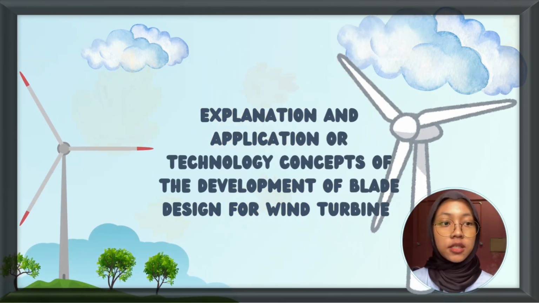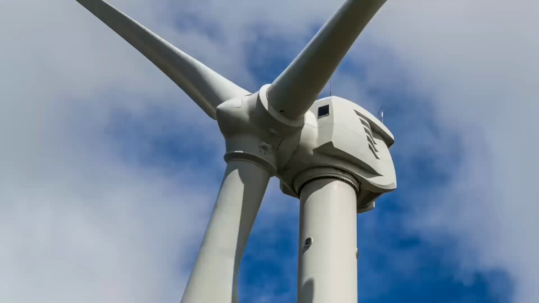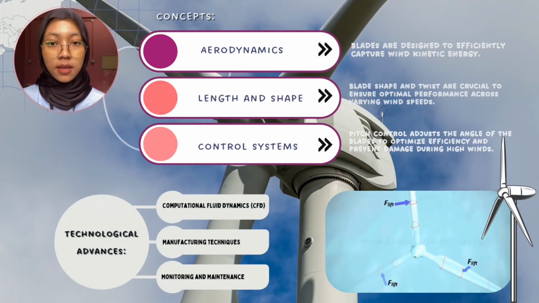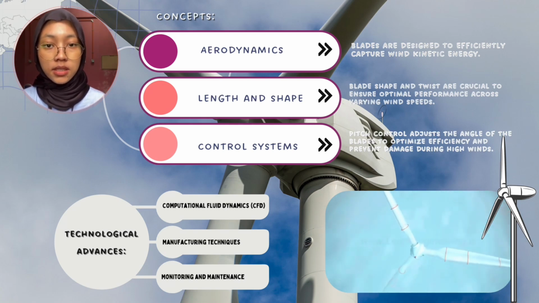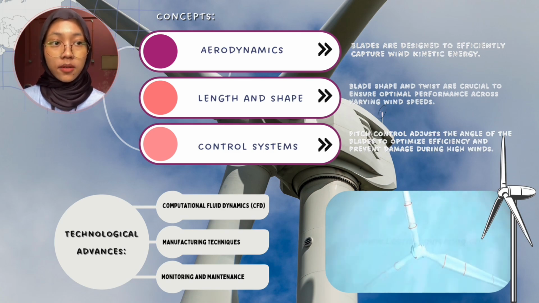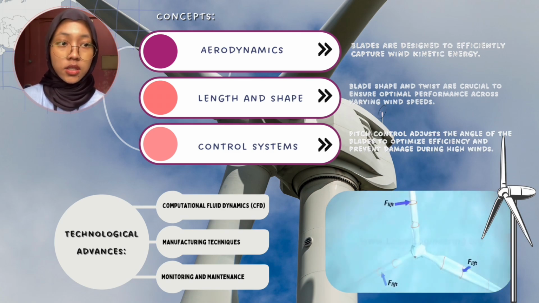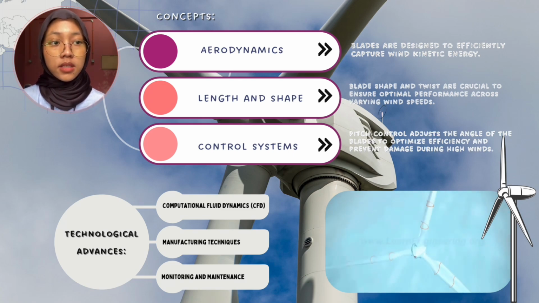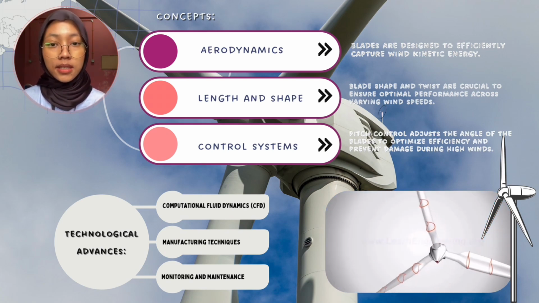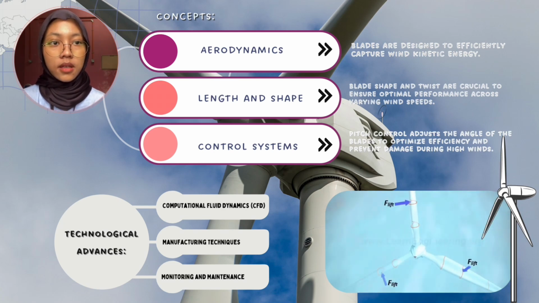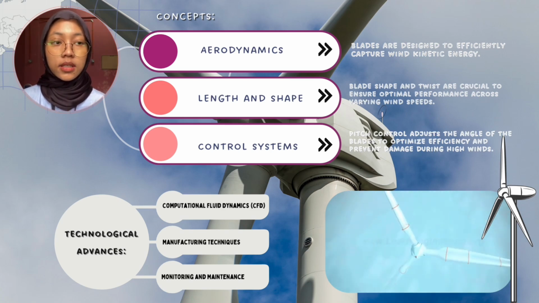Now, let's take a look at the explanation and application of technology concepts of the development of blade design for wind turbines. Firstly, for the concepts, there are many, but the three main ones are aerodynamics, length and shape, and control system. As for aerodynamics, the blades are designed to efficiently capture the wind energy. They typically have an airfoil shape similar to airplane wings, optimized to generate lift and minimize drag. As we can see on the wind turbine, the blade has a design and shape like an airplane. With this aerodynamic shape, it can capture the wind energy so that it can be more powerful.